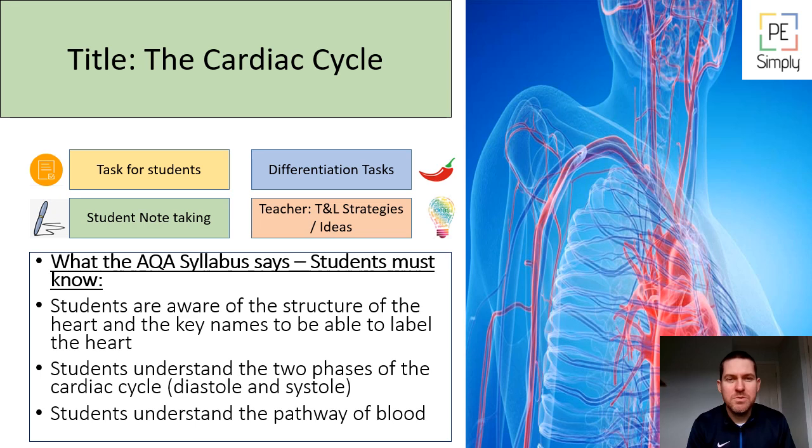Second of all, you need to be able to understand the two phases of that cardiac cycle. So diastole and systole, you need to be able to understand the different phases in regards to those two key processes. And then finally, you need to be able to understand the pathway that blood takes as it flows through the heart to the working muscles, and the blood that flows through the heart back to the lungs. So that's what we're going to look at today, and let's get cracking.